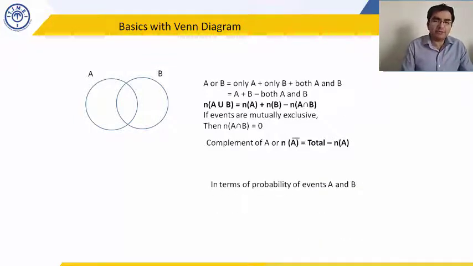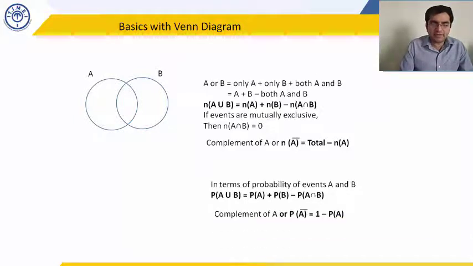Now if we were to write in terms of probability, then the probability of A union B, or A or B, will be probability of A plus probability of B minus probability of A intersection B. And the probability of A complement will become 1 minus probability of A. Please write this down.